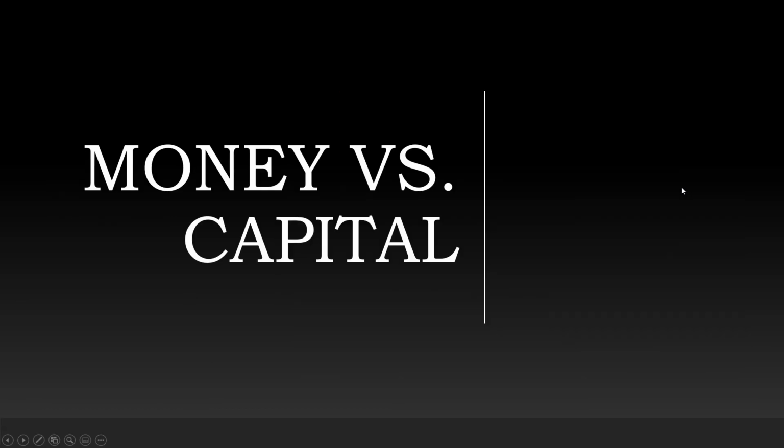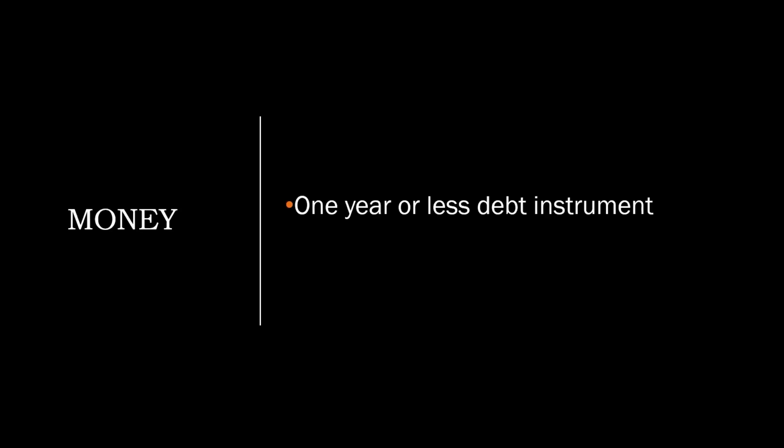Now let's move on to the difference between money and capital markets. The money market offers debt instruments and has a maturity of 1 year or less. Meanwhile, capital markets offer both debt and equity securities. However, they are limited to long-term maturity.